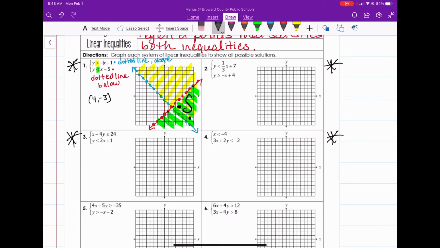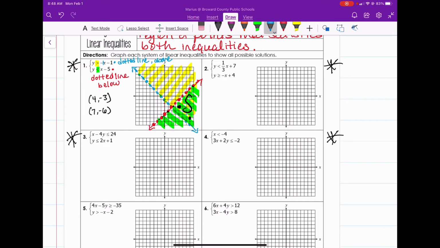If I pick that point here, that's 1, 2, 3, 4, 5, 6, 7, and then 1, 2, 3, 4, 5, 6. So let me count that one more time. 1, 2, 3, 4, 5, 6. So that's +7, -6. Just to identify two points that are solutions. Remember, they have to be where they both overlap. Okay, so now let's take a look at number two.